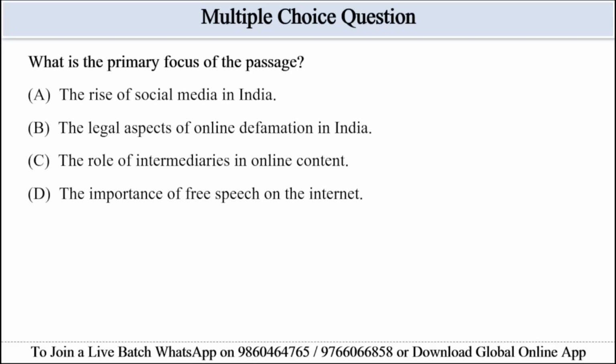In case of option C, the role of intermediaries in online content. Intermediaries are discussed, but only as a part of a broader issue of online defamation. This is a sub-theme, not the main focus. In case of option D, the importance of free speech on the internet. Free speech appears as one right to be balanced, but the detailed focus is on defamation rules and standards, not a general essay on free speech.